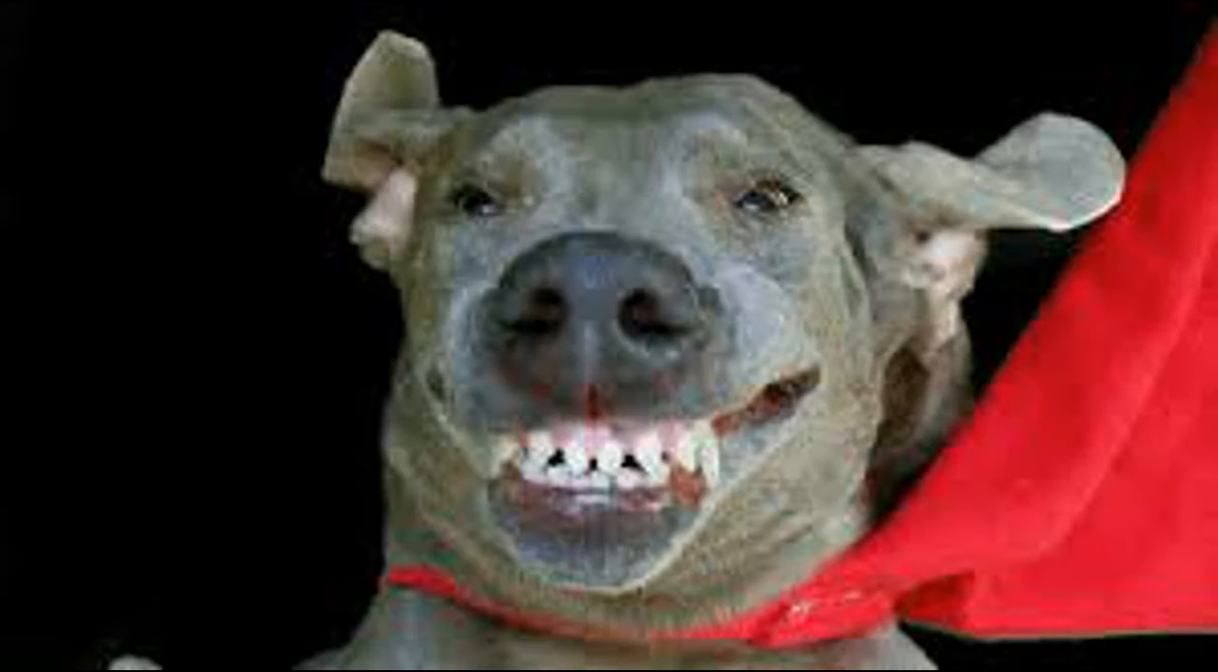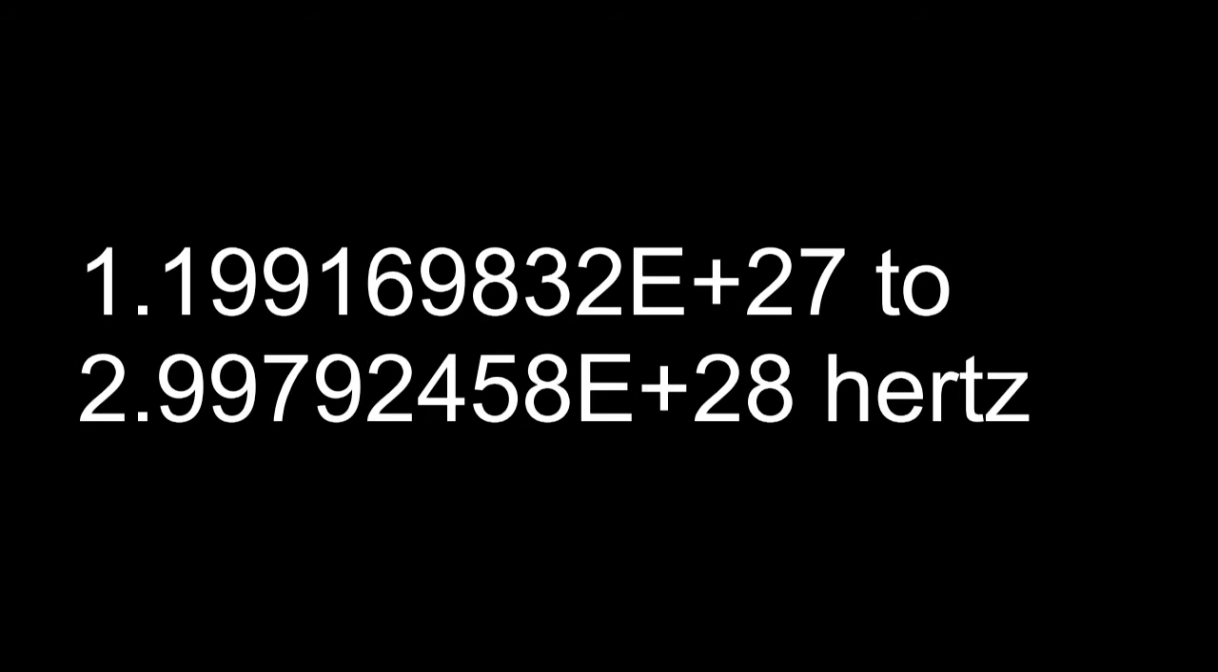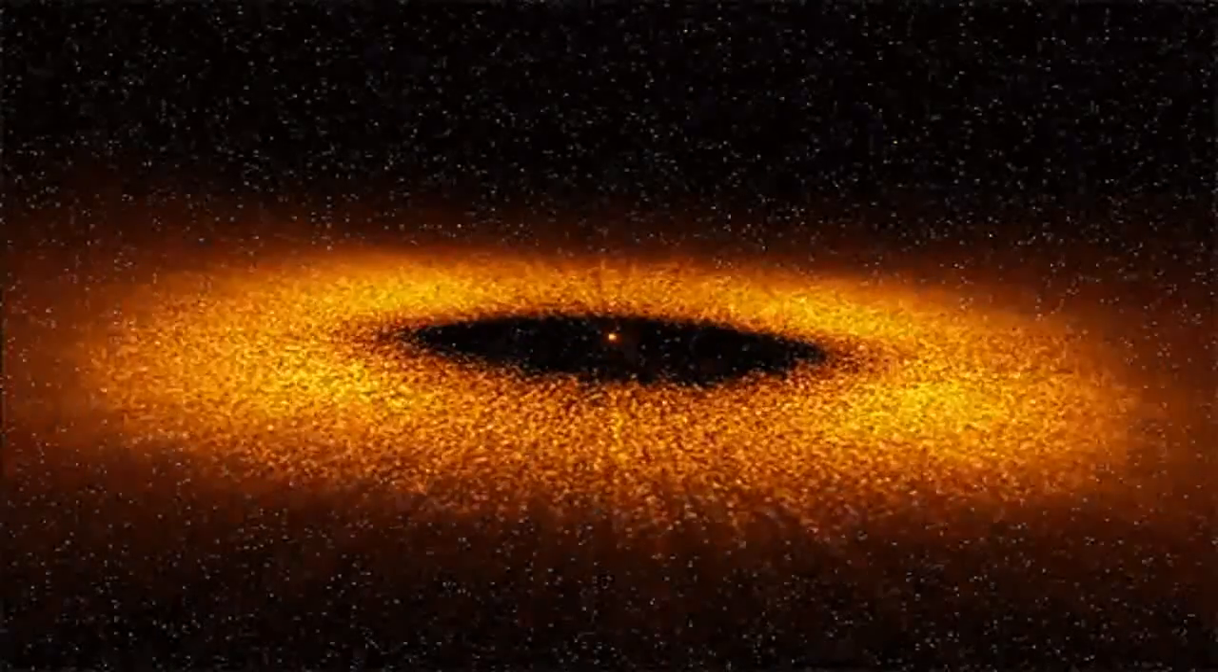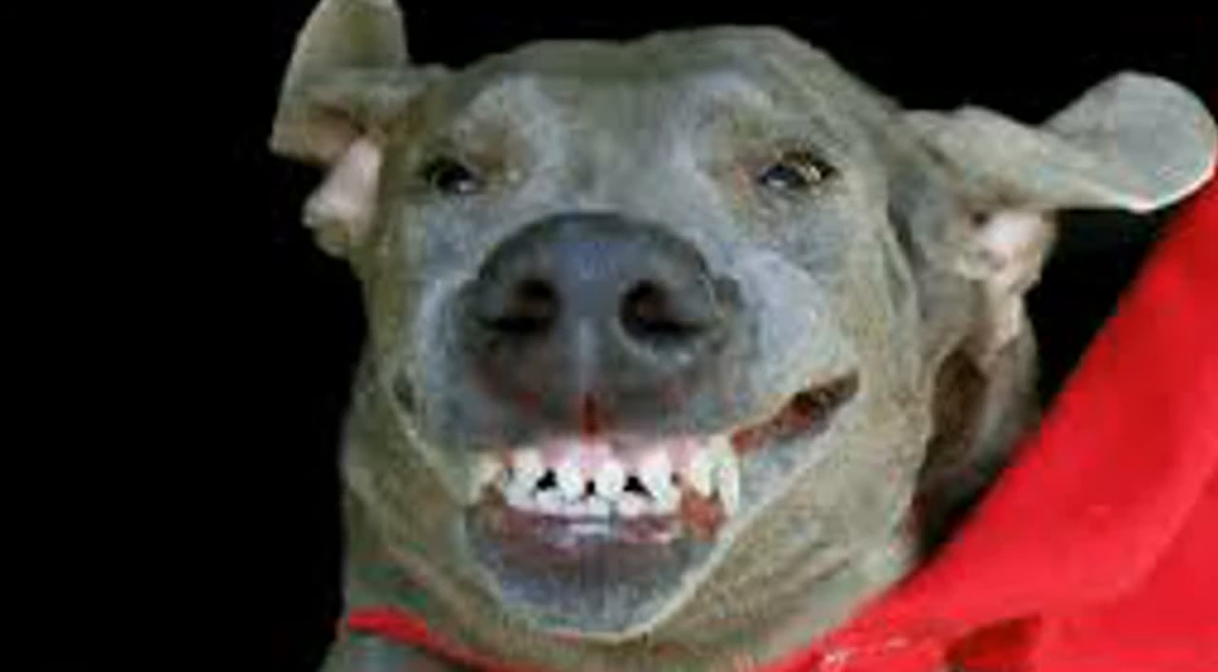But if you want to become a neutron star, you will have to be more exact. The wavelengths will have to be from 2.5 times 10 to the power of negative 19th to 10 times 10 to the power of negative 20th meters, or it will have to have a frequency of 1.199169832 times 10 to the power of 27, 2.9979245 times 10 to the power of 28 Hz. This would also require 2.5x less joules than to make a black hole. The outcome of this will be similar to the black hole one, just less powerful.